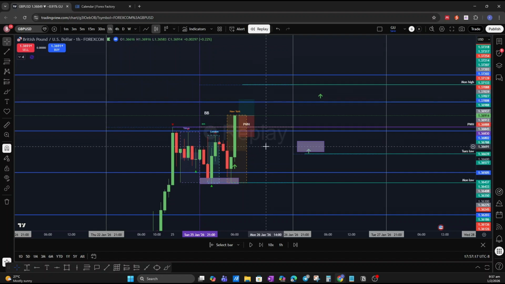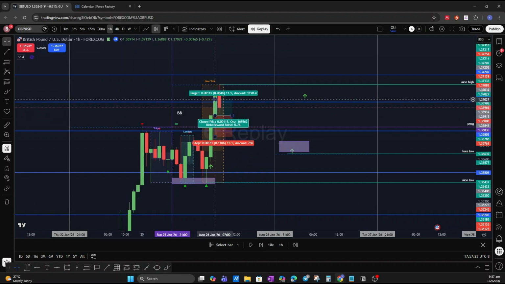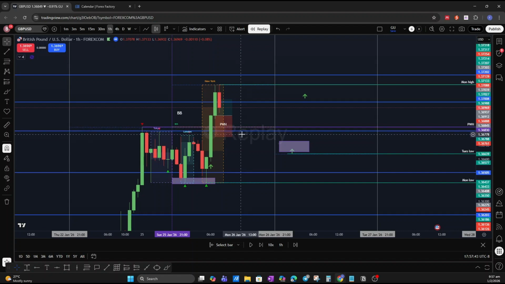So I'm just going to forward this, and it did. So in the next 1 hour candle, which is the 7 a.m. candle, it did reach 11 pips. My stop loss is 15 pips, around 0.76 R. Not a lot, but usually when I enter the candle, I'll just aim for the next level. So my entry candle must close above significant levels and levels of interest. So it is not just a random entry, right?